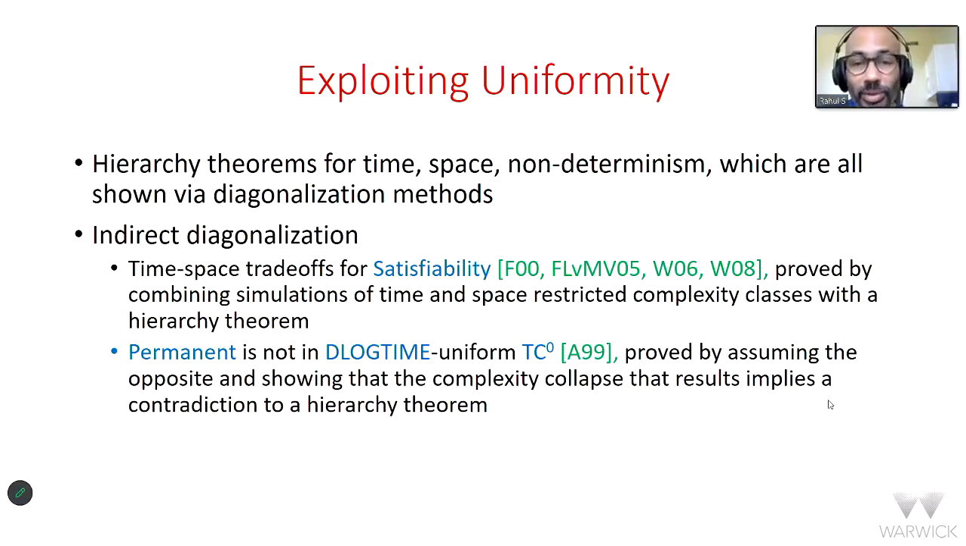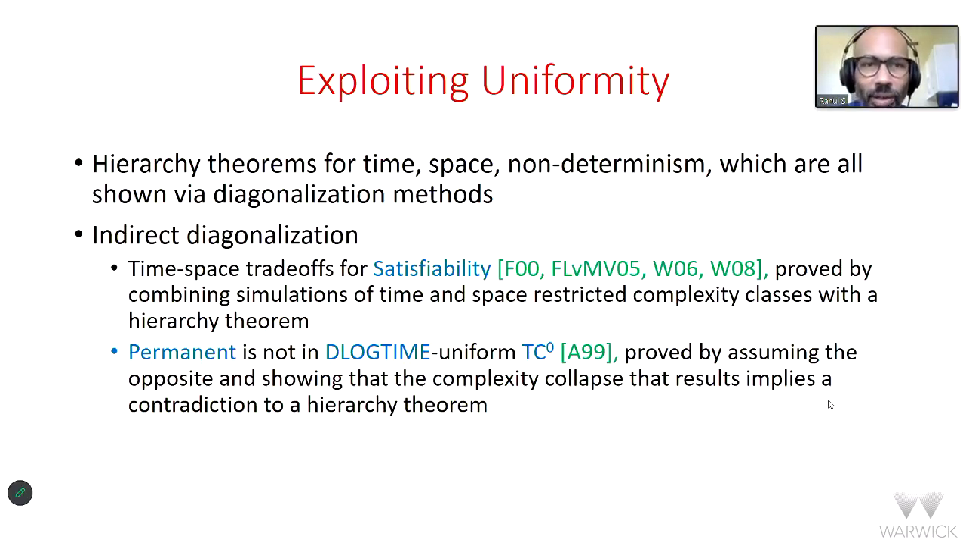And there's also the result of Allender that permanent is not in DLOGTIME-uniform TC0. TC0 is constant depth circuits with threshold gates. And DLOGTIME-uniform is a stronger uniformity condition, which means that you can check if two gates are connected in time proportional to the length of the labels of those gates. This result of Allender is also proved by assuming the opposite and showing that there are certain complexity collapses as a result, and that this implies a contradiction to a hierarchy theorem. So finally, everything relies on hierarchy theorems and contradicting hierarchy theorems.